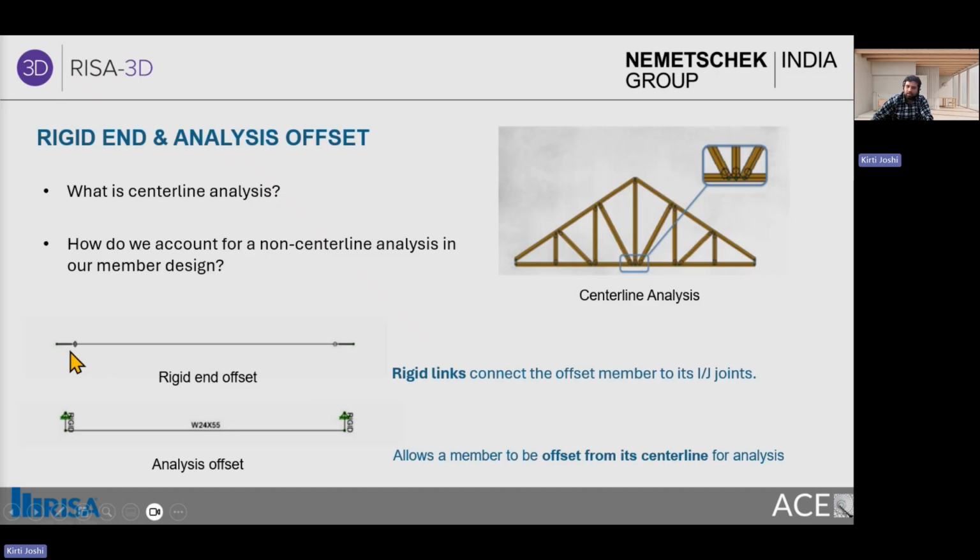Rigid end offset, as shown in the image in the slide: basically, we create rigid zones at the ends of our members, and it is going to shorten our member and create a stiffer element in your stiffness matrix. It will add additional stiffness when you solve the model. The second is the analysis offset, shown in the bottom image. This is going to create a rigid link in the model and offset a member from the centerline. We'll take a look at the rigid end and the analysis offset in the model in the next video. Let's see.